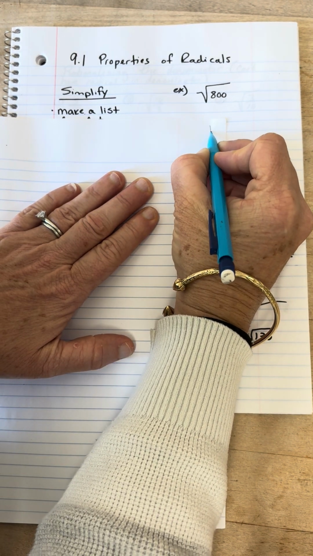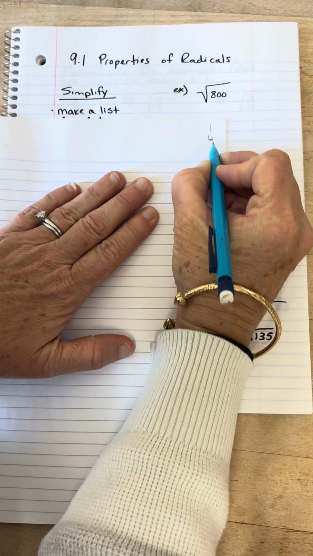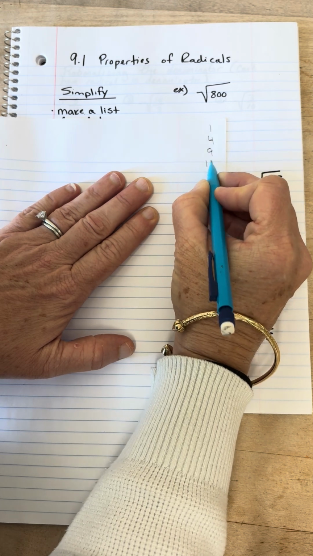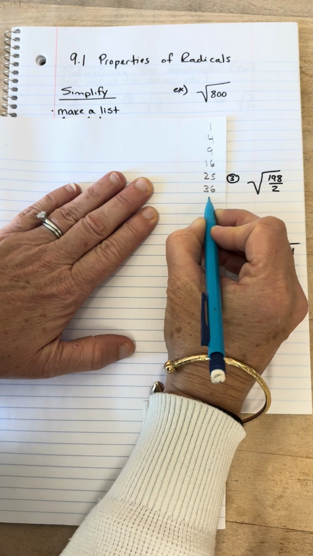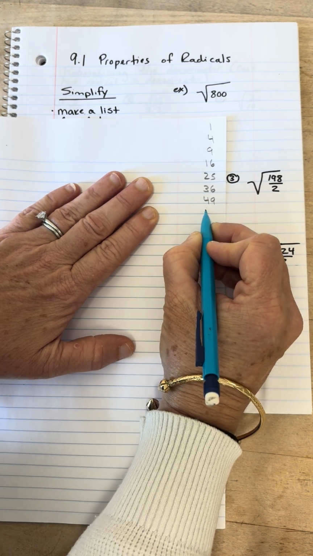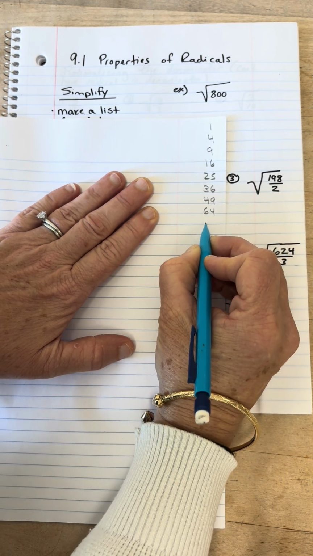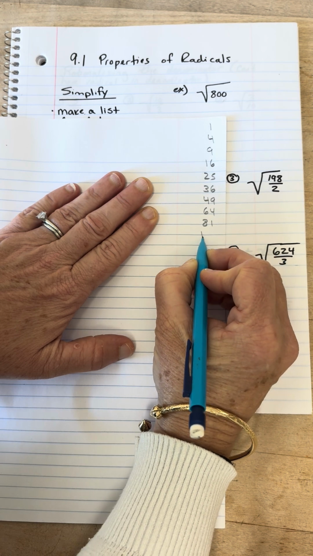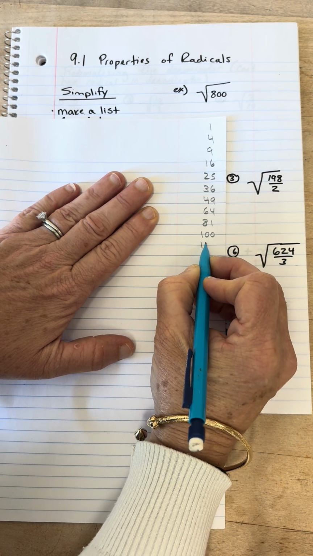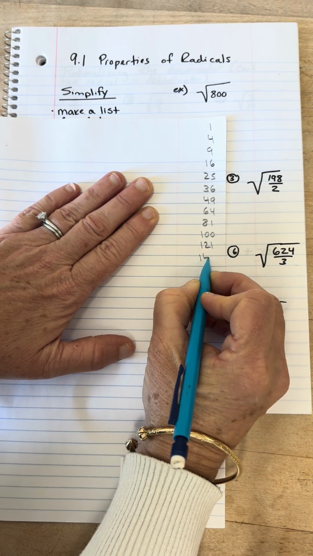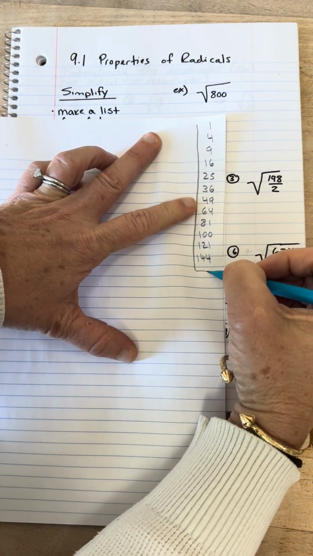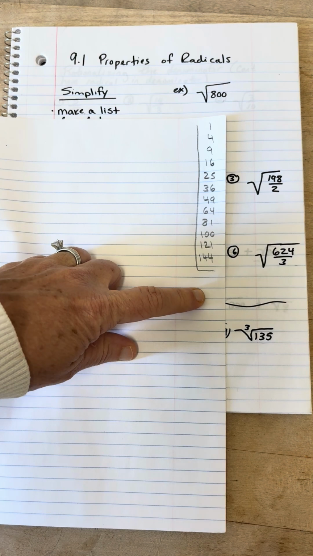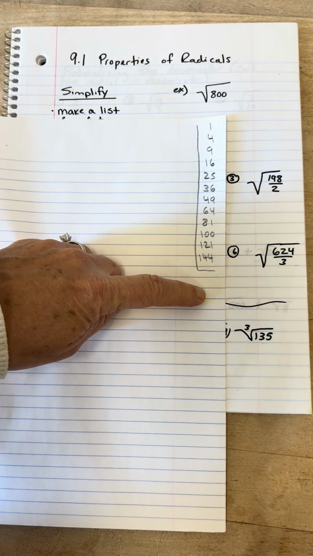1 times 1 is 1, 2 times 2 is 4, 3 times 3 is 9, 4 times 4 is 16, 5 times 5 is 25, 6 times 6 is 36, 7 times 7 is 49, 8 times 8 is 64, 9 times 9 is 81, 10 times 10 is 100, 11 times 11 is 121, 12 times 12 is 144. And I just usually go up to 12, and if I have to for other problems, I can go further, but usually that does the trick.